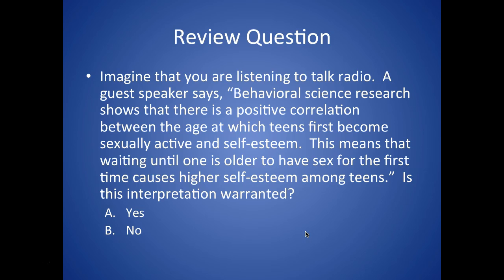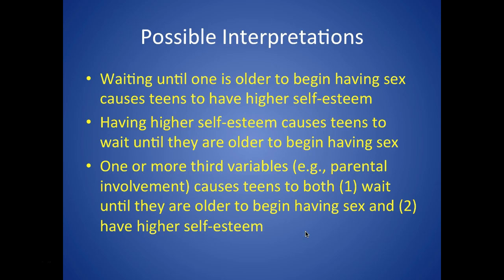It could be others. It could be that waiting until older to begin having sex causes teens to have higher self-esteem. It could be that people with higher self-esteem wait to begin having sex. Or there could be some third variable, for example, a conservative parent that causes teens to both wait and to have higher self-esteem.